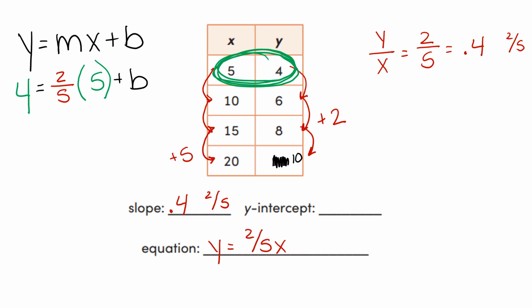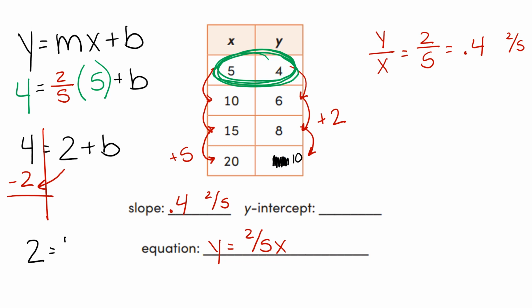When you use your calculator and solve 2/5 times 5, you end up with an answer of 2. And when you solve your equation, we would do the opposite of 2. We would do a -2. And 4 and -2 is 2. So our b value, our y-intercept, is a +2 for our equation.